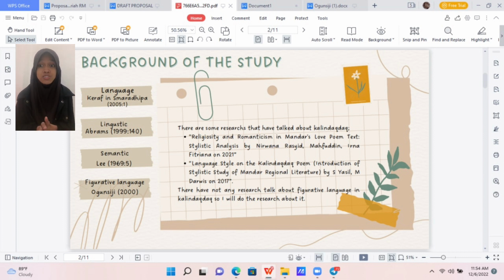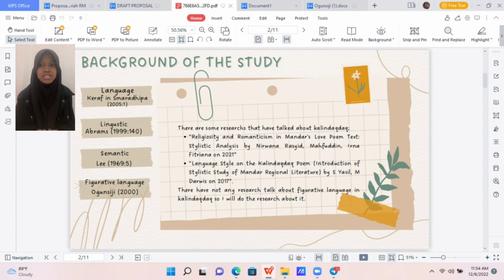Hence, Ogunsiji 2000 affirms that if one writes without using figures of speech, one's speech or writing will be dry. Figurations include simile, metaphor, personification, alliteration, assonance, paradox, oxymoron, and etc.